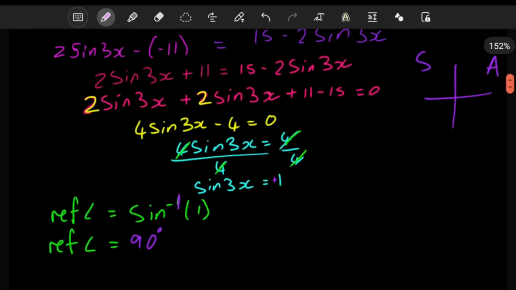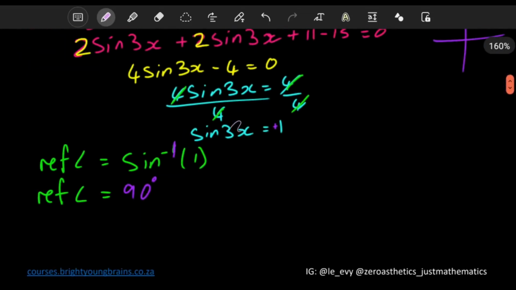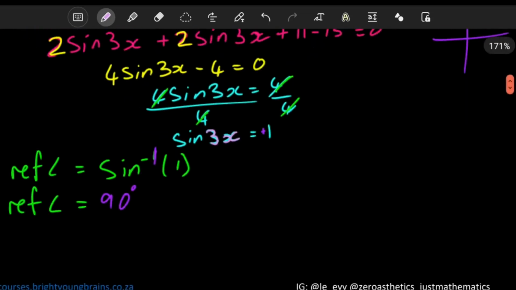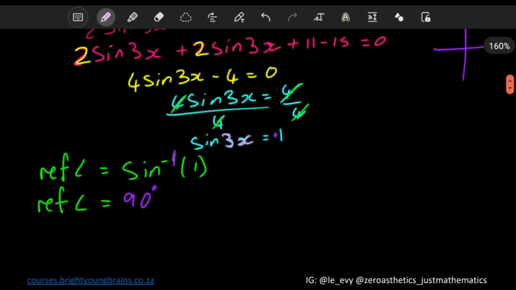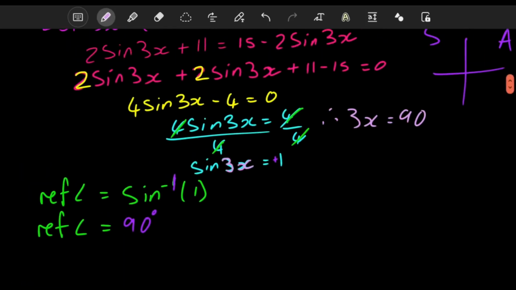In the first quadrant, all you do is take this thing here and equate it to your reference angle, and just carry on. But funny enough, here you do have to put the plus k360 thing. It's awkward, but like I said, just do it.